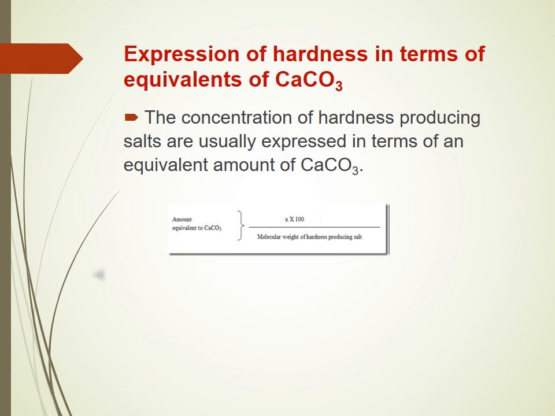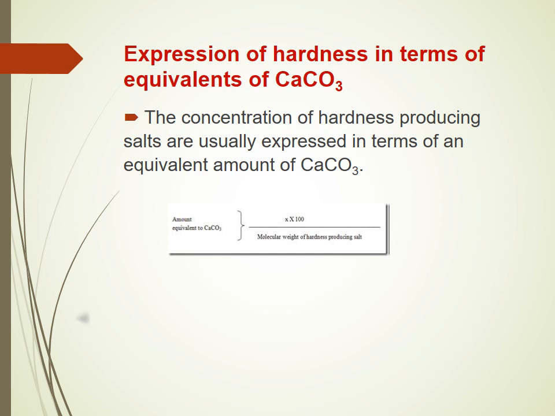The reason is that the molecular weight of calcium carbonate is 100, and that's why the equivalent weight of calcium carbonate is 50, which is a whole number. So the calculations in water analysis can be very easily simplified. The second reason is that calcium carbonate is one of the most insoluble salts that can be easily precipitated in water treatment, and that's why we generally take the concentration of the hardness producing impurities in terms of the equivalent amount of calcium carbonate.